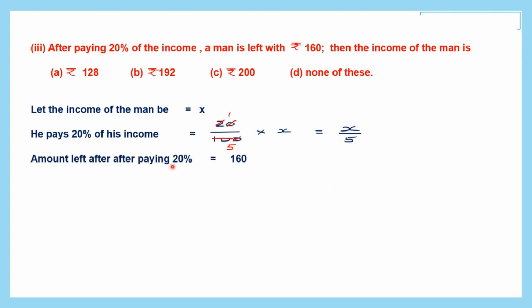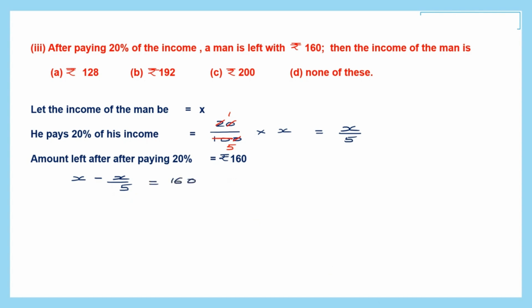Now, the amount left after paying is given to us. Amount left after paying 20% is 160 rupees. Amount left after paying means first you have his original income X. From that, if you take away what he paid, this is what you have. That means I have to say X minus X by 5. So this is the income of the man. From that he has paid 20%. Now what is left is 160.